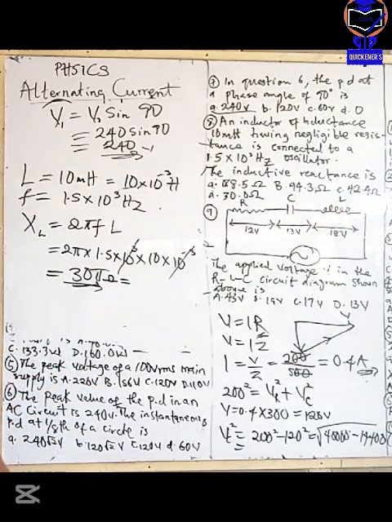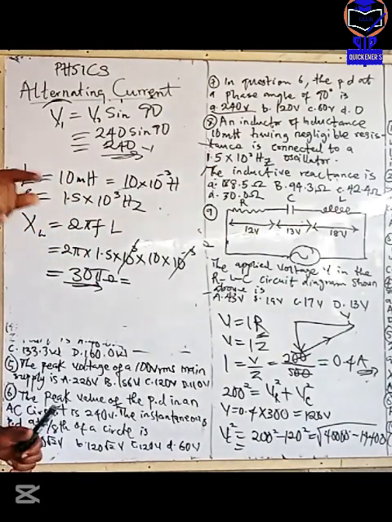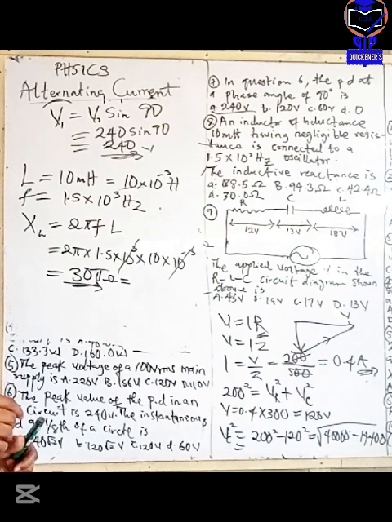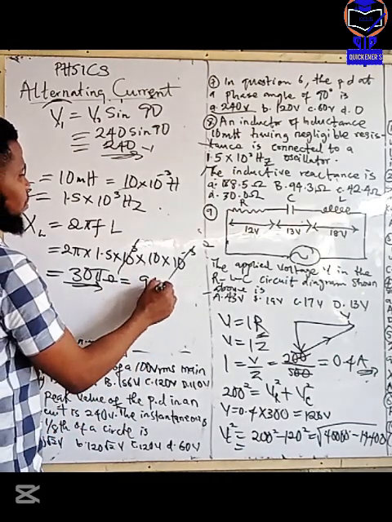30 pi. Who is that? 30 pi. So 30 pi is what? Press 2, 30 times 32 divided by 7. That's 94.2857.